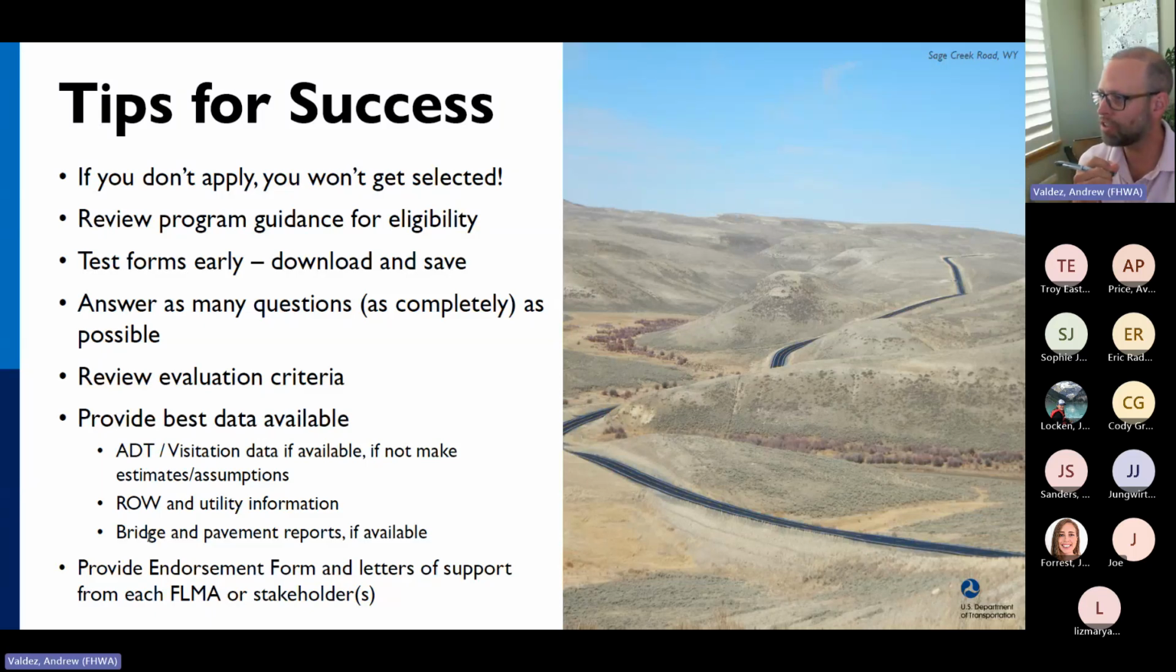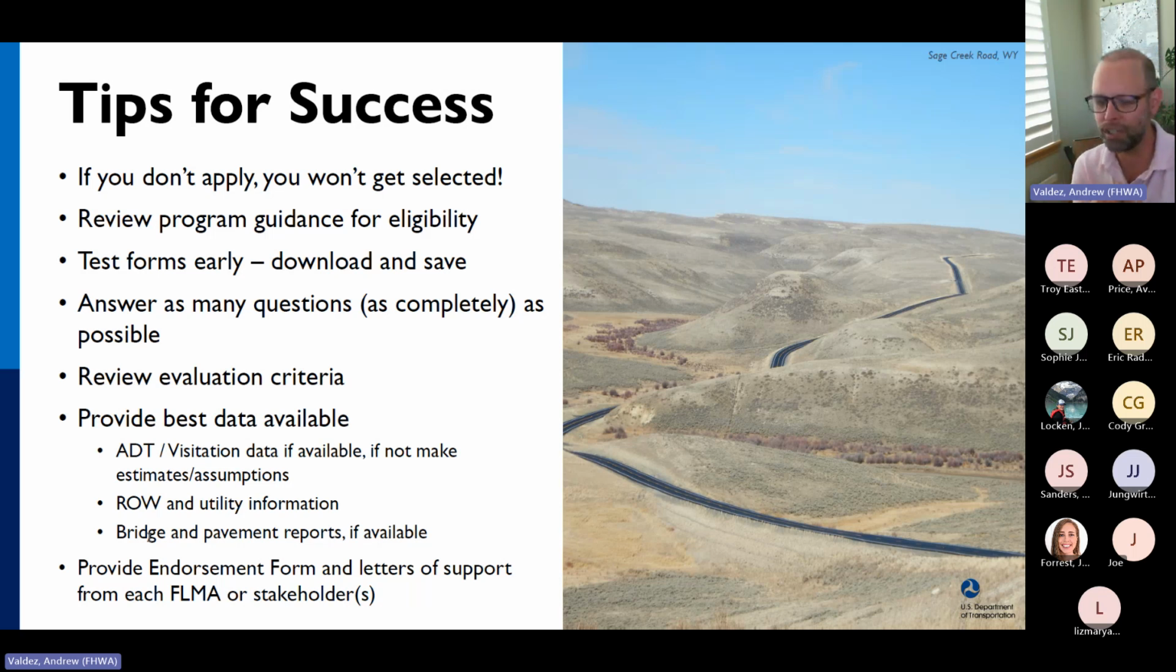So in closing, just a couple of final thoughts, tips for success. If you've got a project and you're not really sure if it's going to be great, just apply anyway. We'll figure out the details later, but get the projects in. If you don't apply, you won't get selected, right?